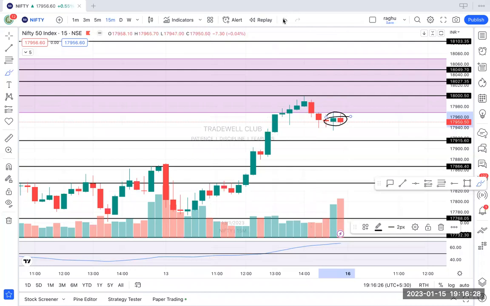Cool. So this is called at the money because the market is running at this particular location, which is currently 17,952.